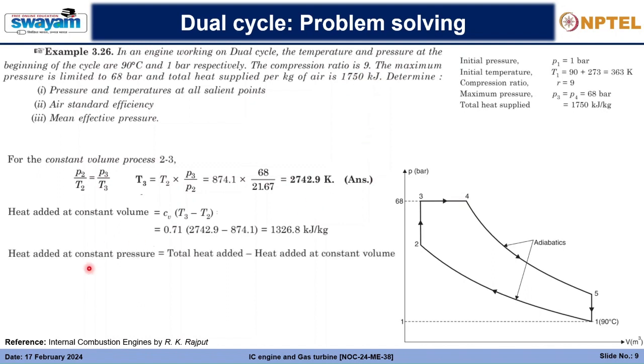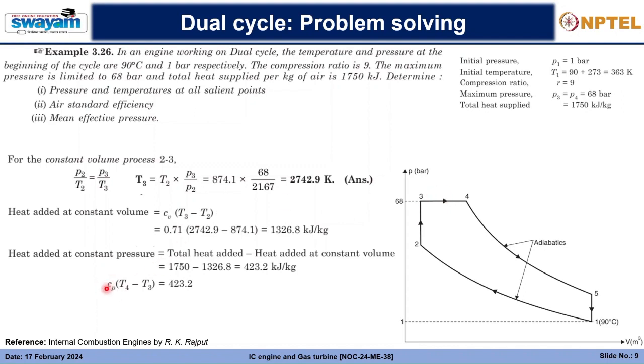So now we simply have to find the heat added at constant pressure, which is the total heat minus the heat added at constant volume. Plug in the values, and you will get only 423 kilojoule per kg being added in this constant pressure process. Then we know the expression of heat added at constant pressure.